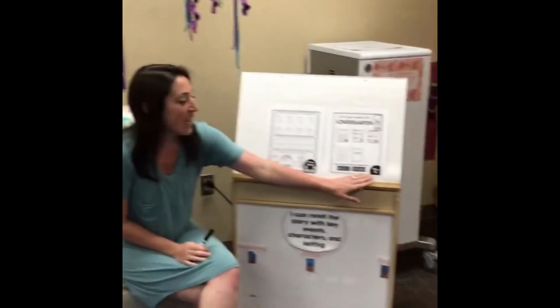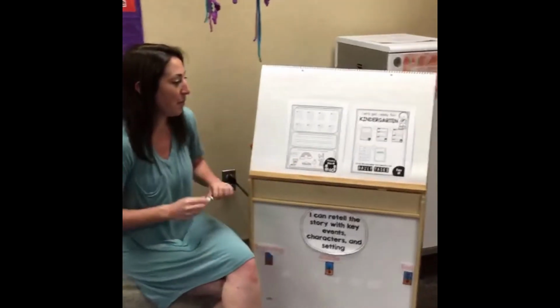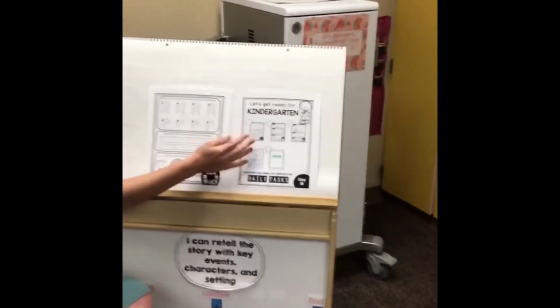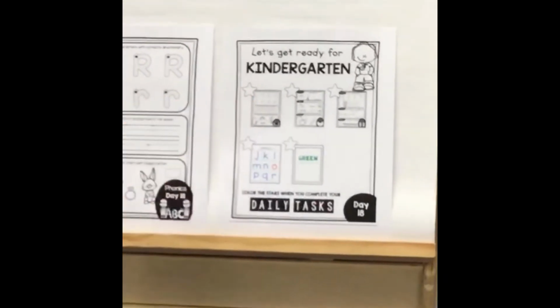Today we are on day 18 of e-learning kindergarten camp. So our first activity is going to be writing the letter R. Remember, every time we finish an activity, we will color the star.